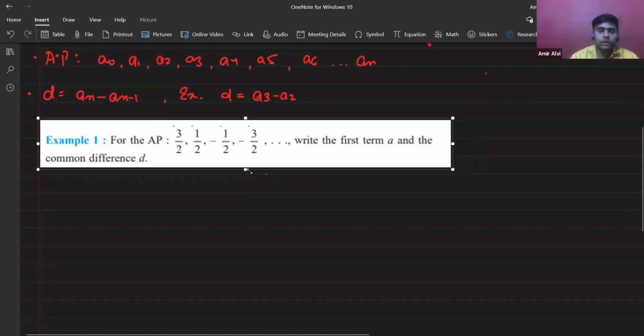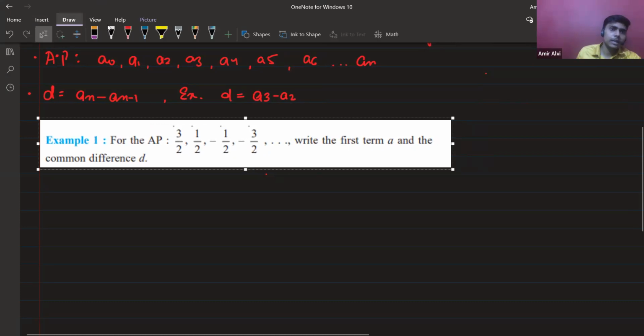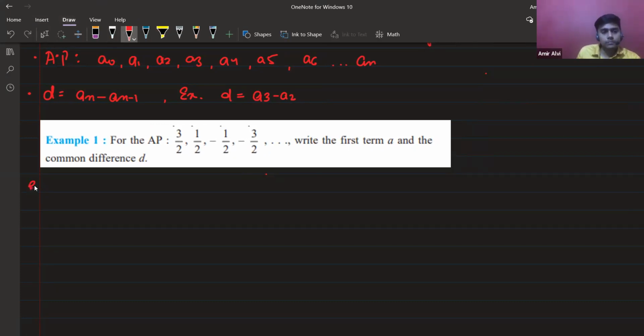Now everybody, just a second. It's the most basic example. Now tell me, all of you, this is an AP. It's saying to write the first term of the AP and the common difference. Now everybody tell me one by one, what is the first term of this AP, A0? 3/2. All of you.